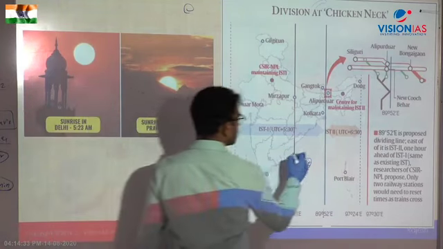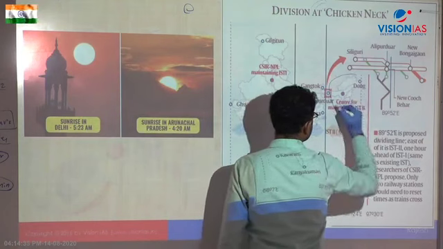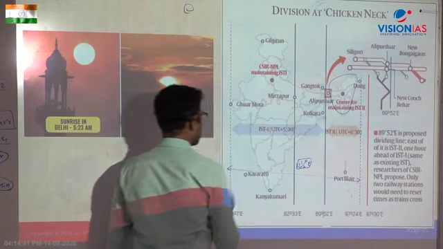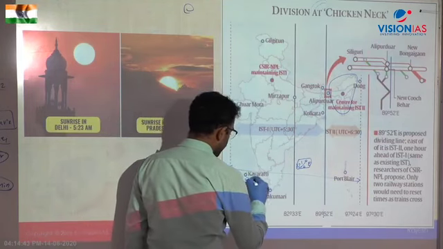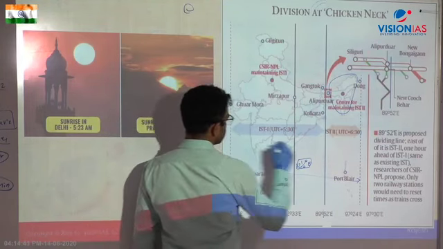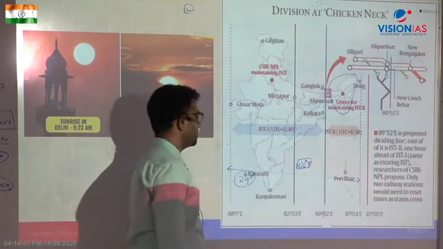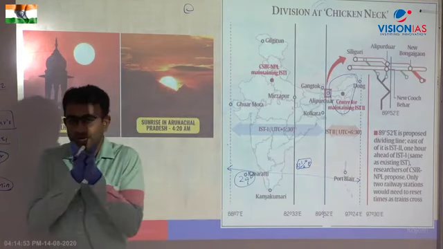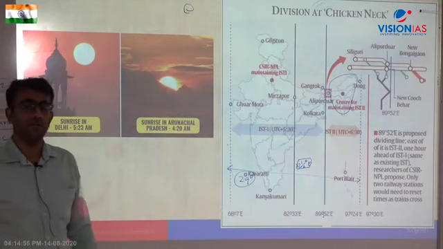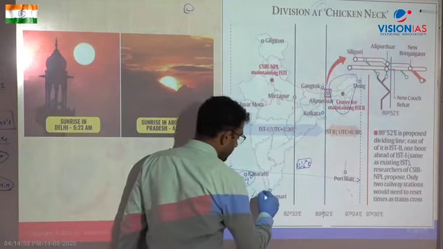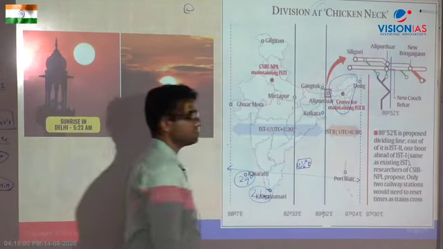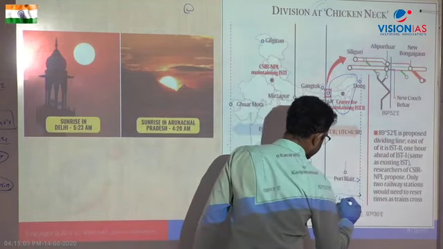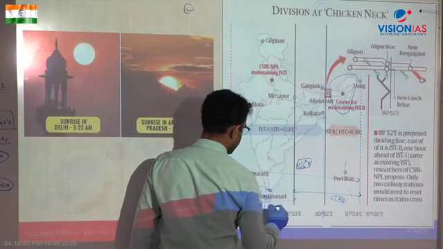So this causes discrepancy, particularly in the northeast region, because India's longitudinal extent is not minimal. There is a difference of nearly 29 degrees from easternmost to westernmost part of India. 29 degrees means a difference of nearly 2 hours. From the central part, it's actually 1 hour of difference between the easternmost and westernmost extent.